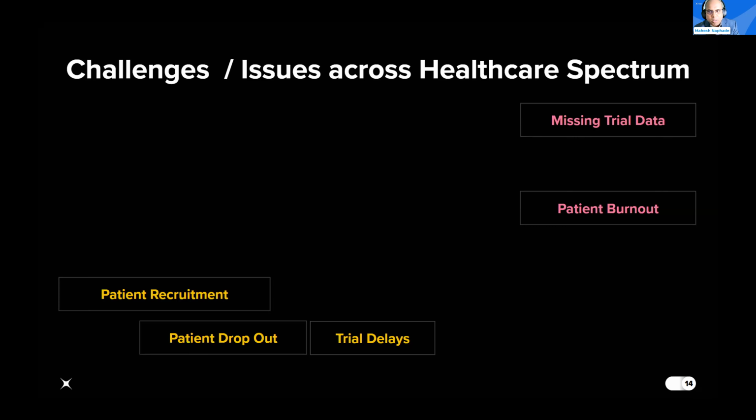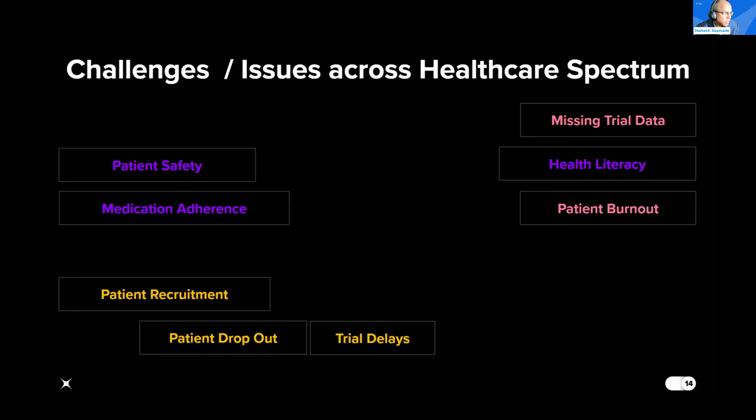Continuing on, let's extend this to the real-world context now. When new drugs and therapies are launched, it's critical for their success to make sure they are not missing any trial data, patients are not burnt out, and they stay through the trial. Health literacy, patient safety, medication adherence. Again, very important in the real world as well as for clinical trials.